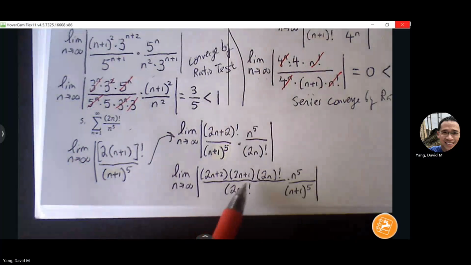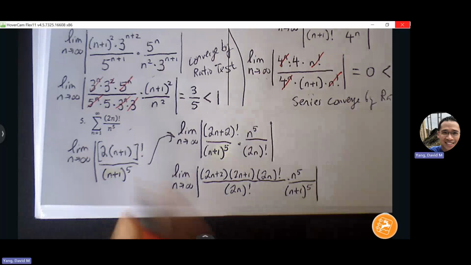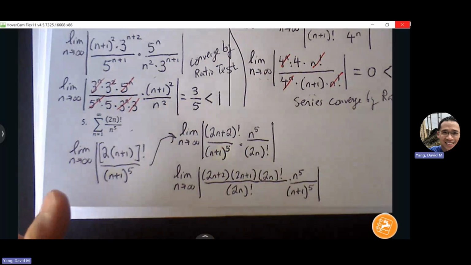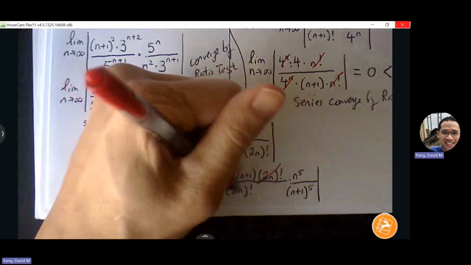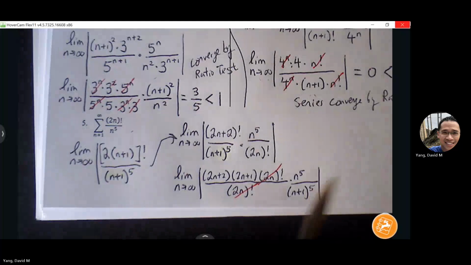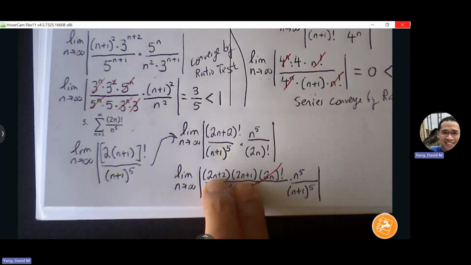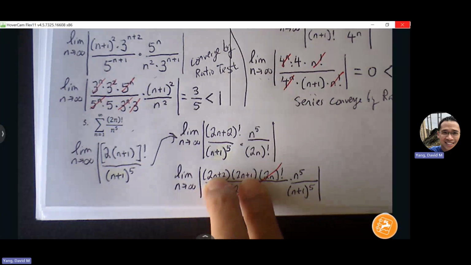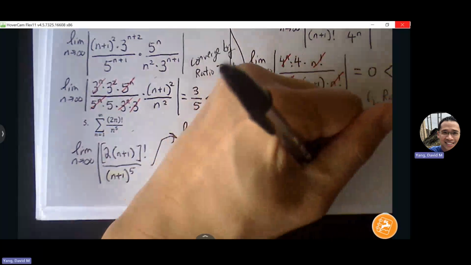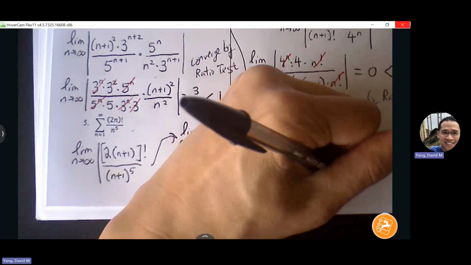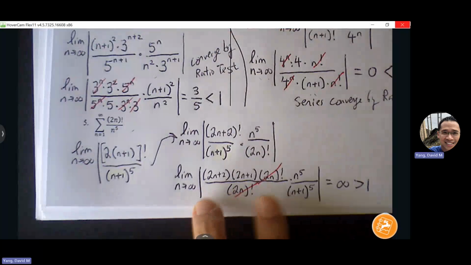All right, what can we cancel out here? 2n factorial. Okay. This is just going to equal what? Equal 1. So I'm just left with 2n plus 2 times 2n plus 1. Now the limit as n approaches infinity of 2n plus 2 times 2n plus 1 is just going to be what? It's going to be infinity. So that's obviously greater than 1. So we know this diverges.